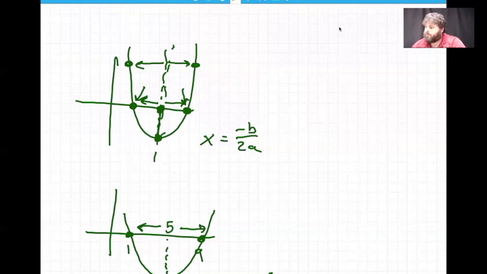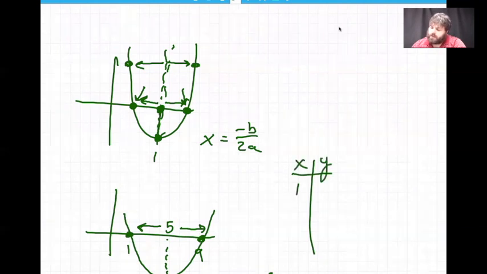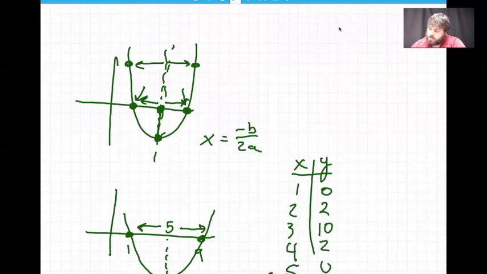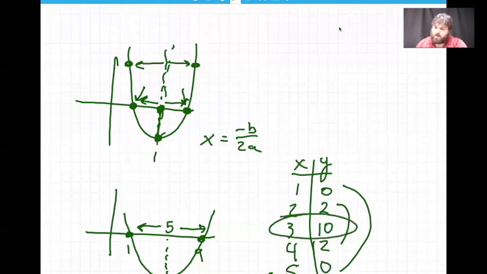All right. Well, I guess one more thing about the symmetry. If I had this, right, 0, 2, 10, 2, 0. If I had something like this, you would notice, see the symmetry, how it's the same on both sides? That means that this is my vertex. So you can look at a table and know where the vertex is if you have that symmetry around it. Okay? All right, very good.